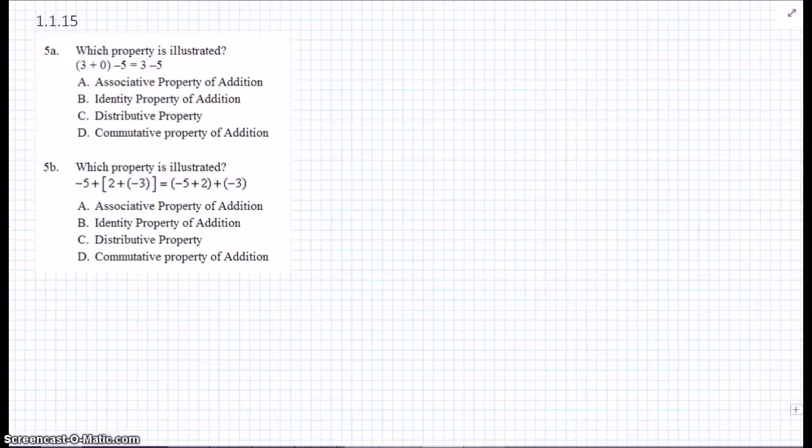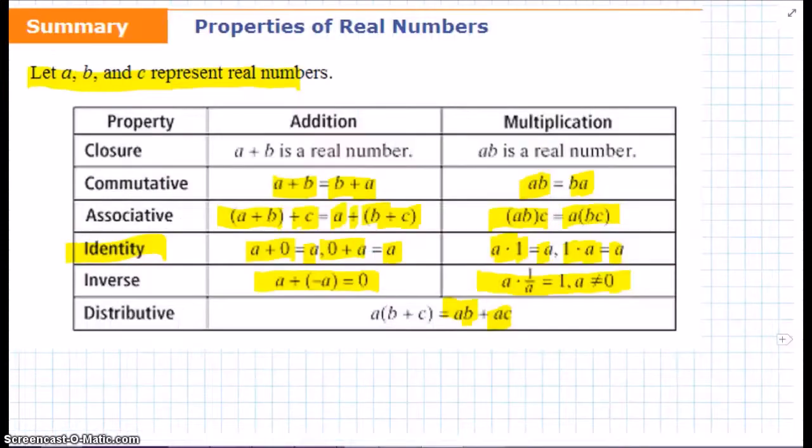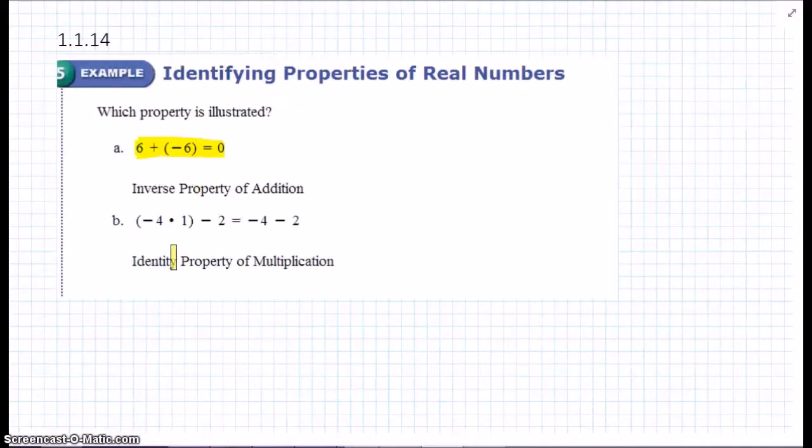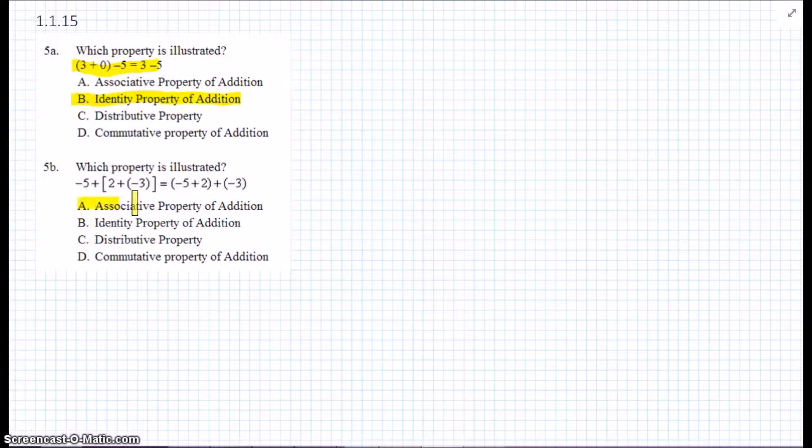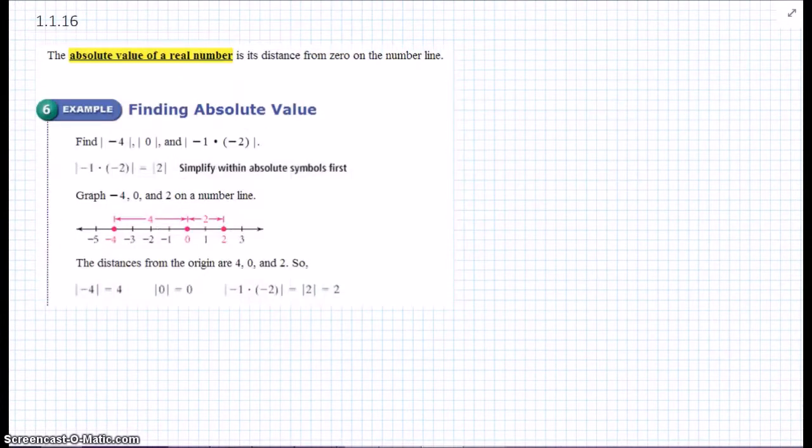Okay. Which property is illustrated here? 3 plus 0 minus 5 is the same as 3 minus 5. Well, that'd be the identity property of addition. Okay, what about this one? Negative 5 plus in parentheses 2 plus negative 3 is the same as in parentheses negative 5 plus 2 plus in parentheses negative 3. Okay, if you're not sure, look back. That looks like it's the associative property. So it should be the associative property.